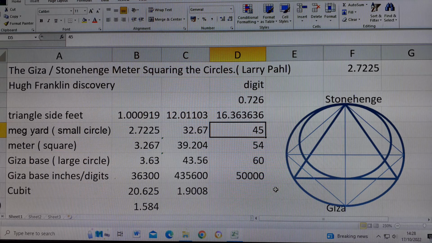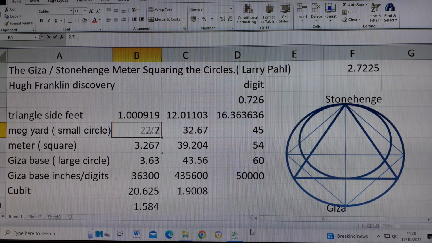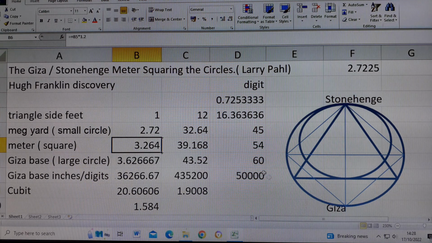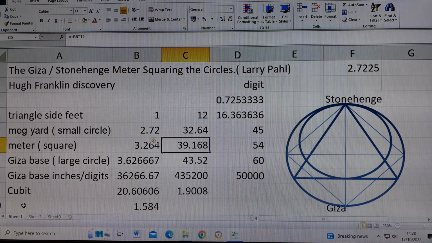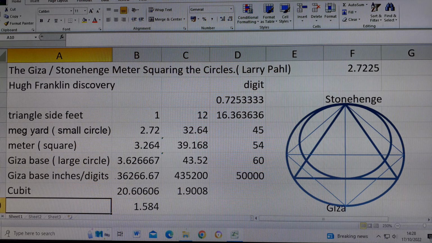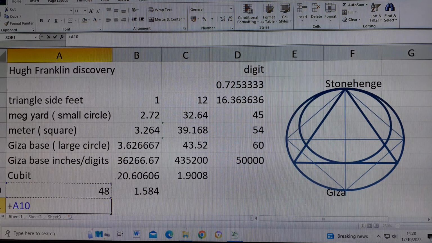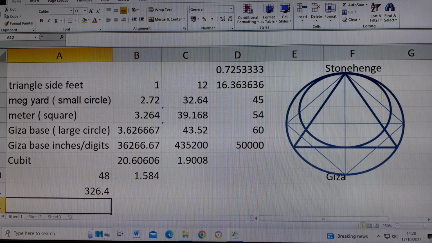So what can we say then here? We can say that we're producing, when we put 2.72 in there, the Stonehenge metre. And what's happening at Stonehenge? At the Sarsen Circle, the Sarsen Circle outside circumference is 48 megalithic rods, 6.8 feet. And the metre is 3.264 feet. So we've got 100 metres in the Sarsen Circle exterior circumference, the circumscribed circle around the Sarsen Circle. And we're proving it here.